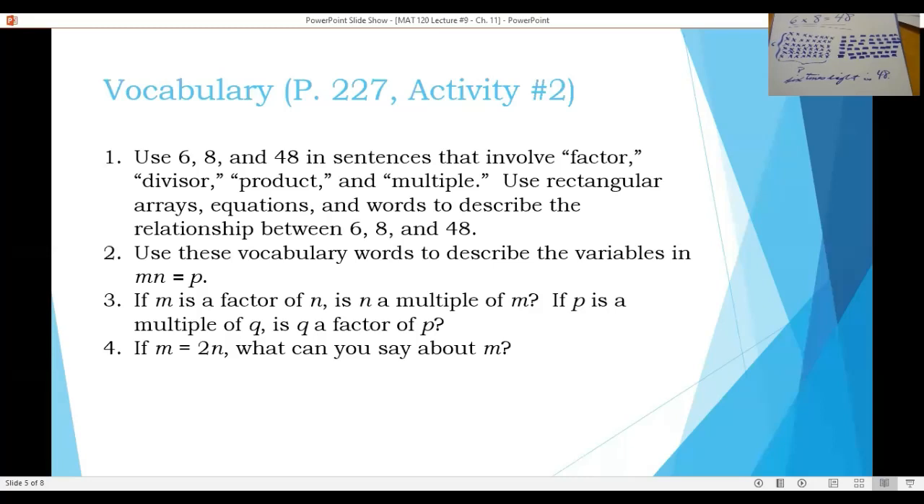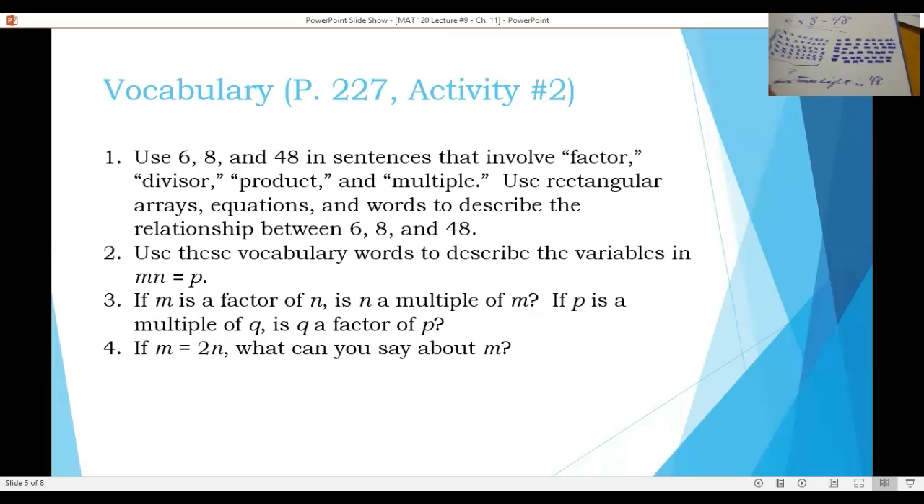And then you could also, of course, draw those rectangular arrays, but you have a number here, 6. You'd have to kind of use dots to draw that, but we're not going to ask you to draw that anyway. For part 3, it says if m is a factor of n, is n a multiple of m? If p is a multiple of q, is q a factor of p?